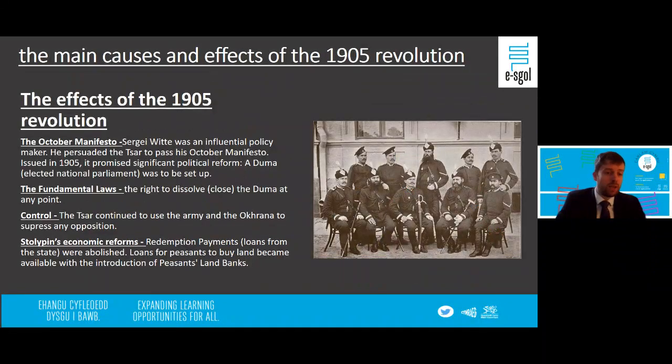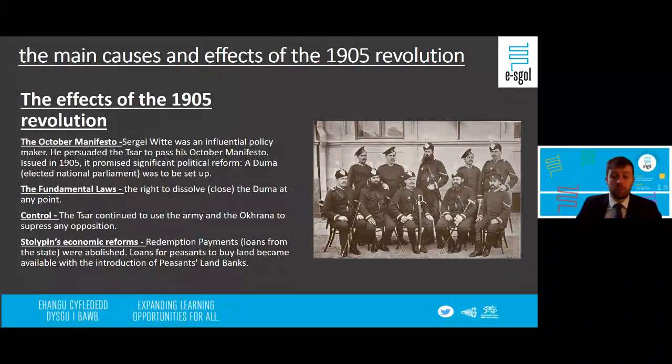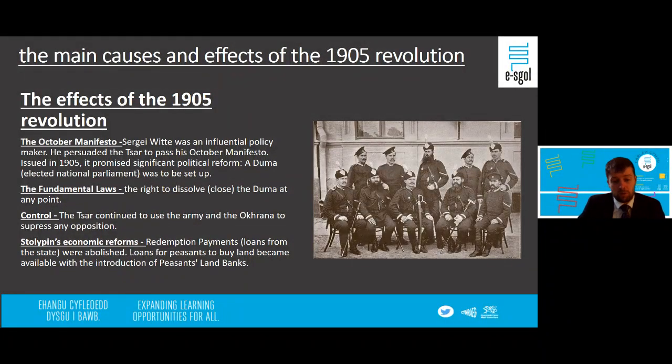What were the effects of it? Well, first effect was the October Manifesto. Sergei Witte, an influential policymaker, persuaded the Tsar to pass his October Manifesto, which they issued in 1905, and it promised large political reform, which it did to start with. A Duma, an elected national parliament, was set up. The Tsar also created the Fundamental Laws, giving him the right to dissolve or close the Duma at any point, which Tsar Nicholas did use later on. Control: the Tsar continued to use the army and Okhrana to suppress any opposition, the Okhrana being the secret police. And Stolypin's economic reforms as well.